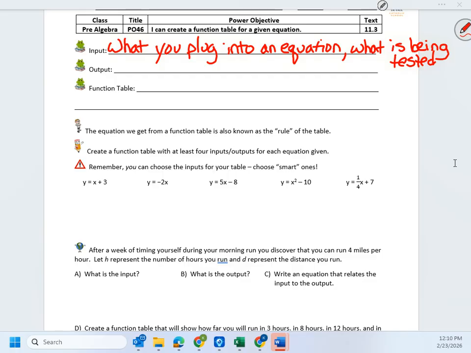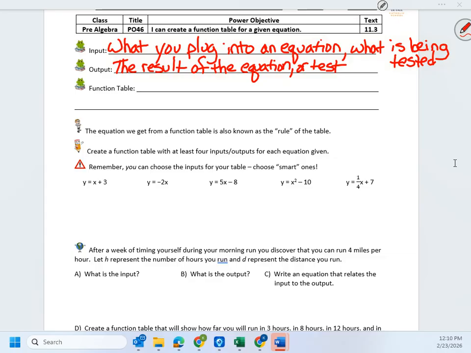The output is the result of the equation, or test. It's what you get out of it. So you put in the variable amount and you get out a result after you do the equation.